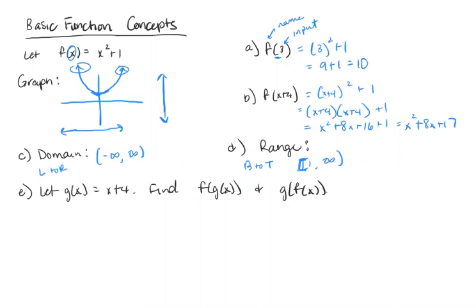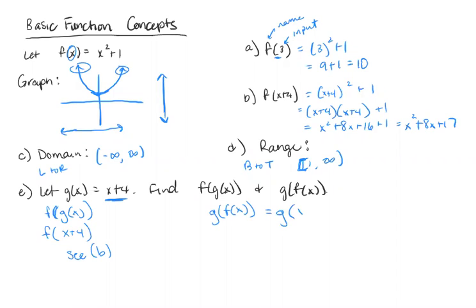Okay, so part E is function composition, which you should have learned in college algebra. So for starters, we have f of g of x. So this is still just an input situation. We have our function f, but the input is now going to be the function g, which is x plus 4, which we already did in part B.